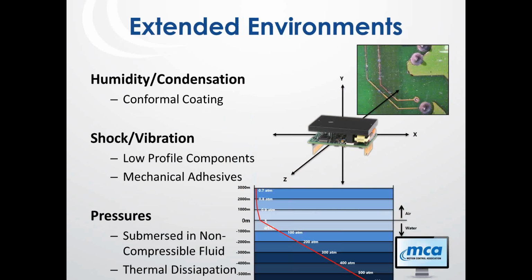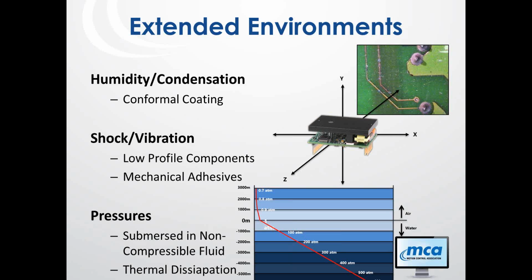We kind of talked about different applications here for your extended environments. How do you deal with humidity and condensation? You can do that with conformal coating. There's lots of different conformal coating materials out there, and you pick that based on the chemicals that it's going to see or the environment that it's going to be in. Your shock and vibration, you want to keep your components on your PCB as low profile as possible. If you can't, a lot of times with capacitors or connectors, you may have to add adhesives or mechanical restraints on those devices. And lastly, pressures.